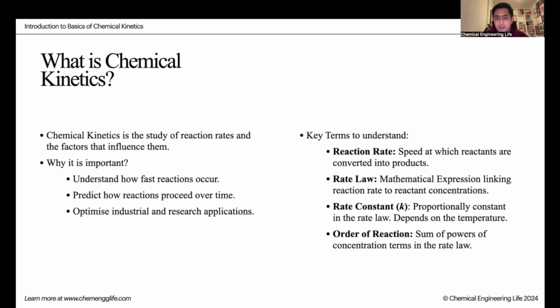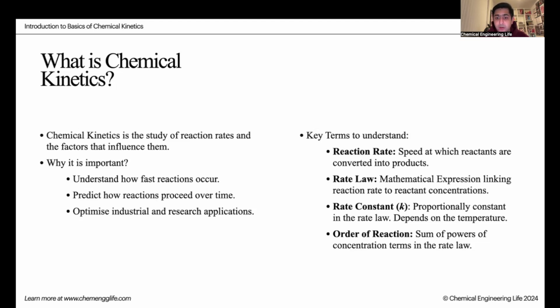And before we begin, there are some terms that you would have to be familiar with. The very first one is a reaction rate, and you'll hear me using these four words, and we'll jump into detail later on what each one of them means. But very briefly, a reaction rate is basically the speed at which reactants are converted into products. A rate law is a mathematical expression that links the reaction rate to the reactant concentrations. Then we have a rate constant, and that is a constant value that tells you how fast a reaction occurs, and it is the proportionality constant in the rate law, and it depends entirely on the temperature.